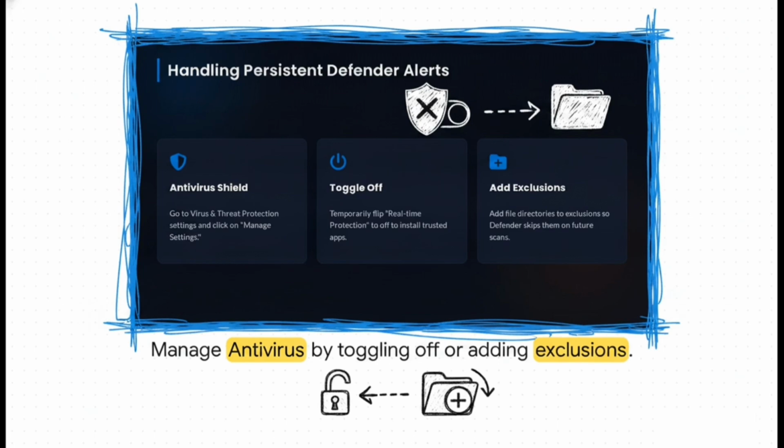Click on Manage Settings. Here you basically have two options. You can temporarily toggle real-time protection to the off position just long enough to let the app install, or alternatively, if it's a program that constantly runs in the background and keeps getting flagged over and over, you can scroll down and add the specific file directory to your exclusions. This tells Defender, hey, simply keep scanning this specific folder in the future. But remember, and this is vital, only ever do this for software you completely and totally trust.